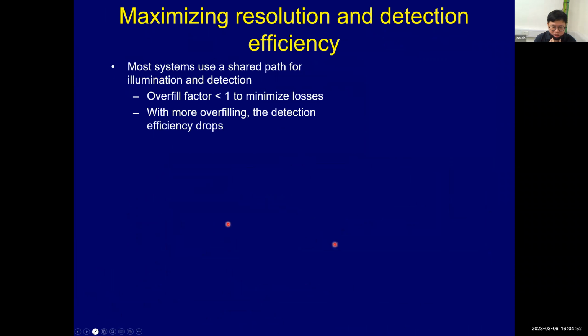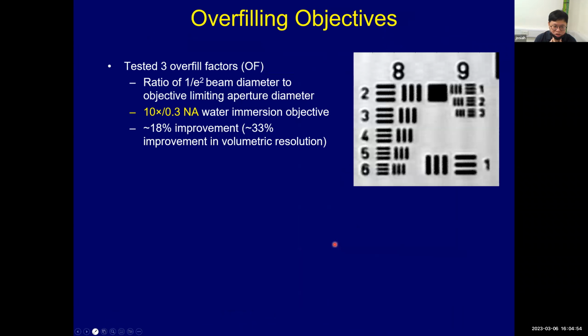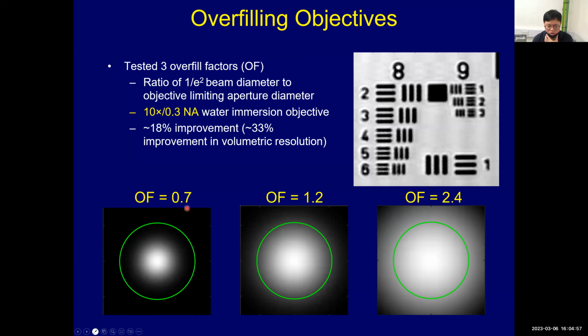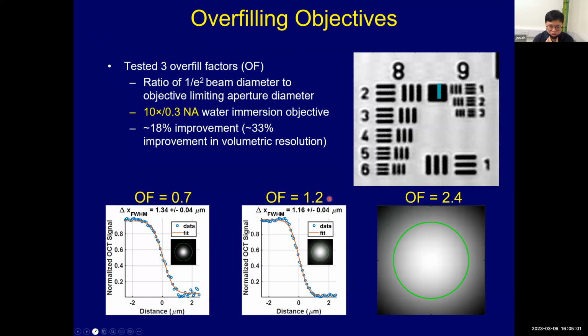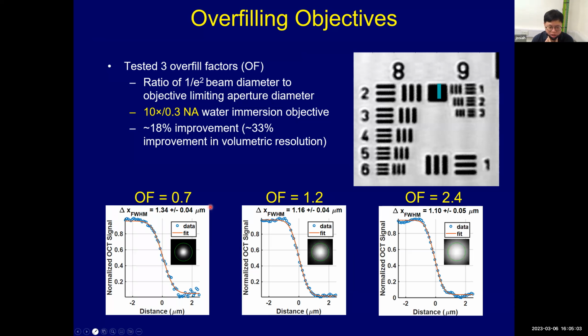We measured three different overfill factors, and then we compared the resolution that we can achieve. You can see that the resolution improves from 1.3 to about 1.1 when we do this. In other words, we can improve almost 20% in terms of the axial resolution.